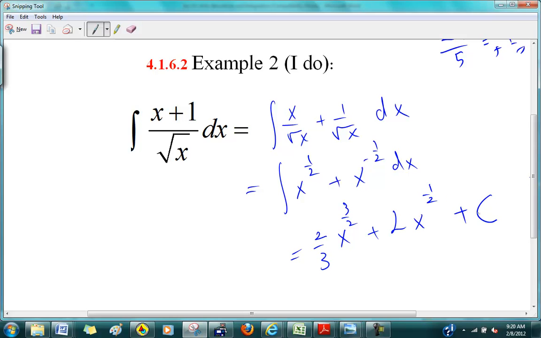So let me explain where these are coming from. Remember the power rule tells you that what you want to do is add 1 to the exponent and divide by the result. So a half plus 1 is 3 over 2. If you divide by 3 over 2, it flips over. And then you're going to add 1 to negative a half and divide by the result. So minus half plus 1 is a half. If you divide by half, it becomes a 2. And here's your new exponent. You guys got the power rule down okay?